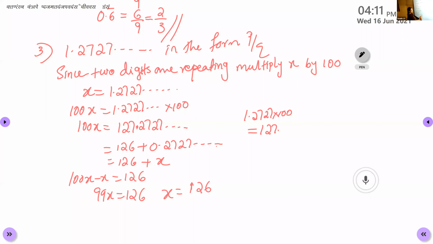126 divided by 99, that is 1.2727, etc., equal to 126 divided by 99. This you can simplify. 42 by 33, again you can simplify. After simplification you will get 14 by 11.